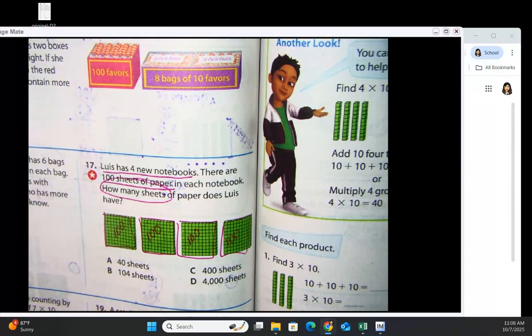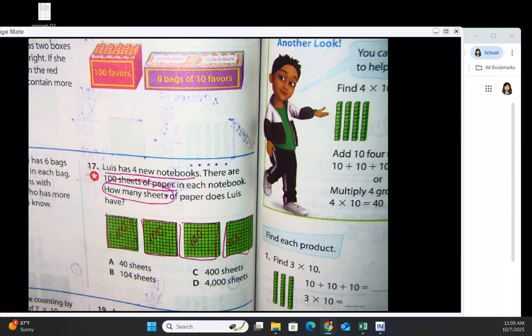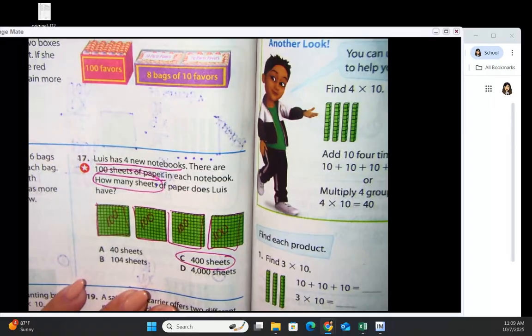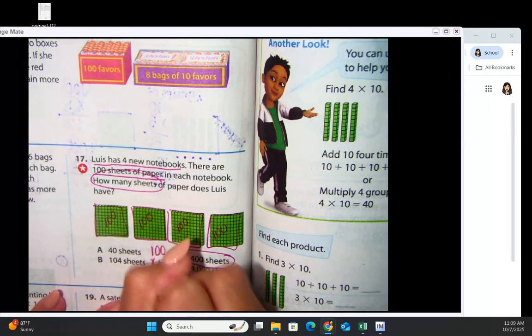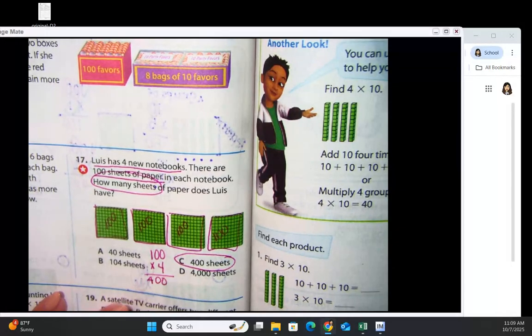Okay, you work it out. Give me a thumbs up. Actually, put your head down when you are done, and we're going to do thumbs up. If you answered letter A, thumbs up. If you answered B, thumbs up. If you answered C, thumbs up. If you answered D, thumbs up. Wow, 100% correct answers. Good job. Kiss your brain. 100 times 4 equals 400. Easy peasy.